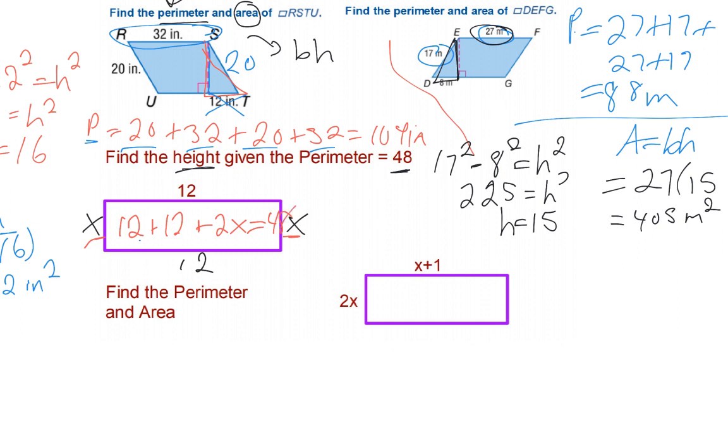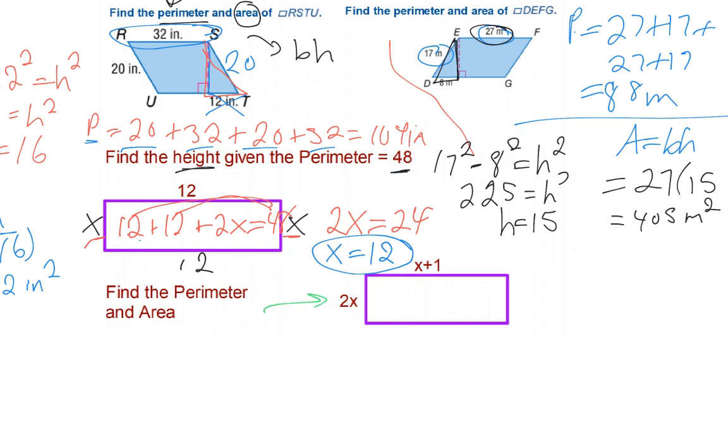So 48 minus 12 is equal to 24. So 2x equals 24. All I did is I subtracted each of those 12s to the other side, and then dividing by 2, I get x is equal to 12. So my height is also 12.